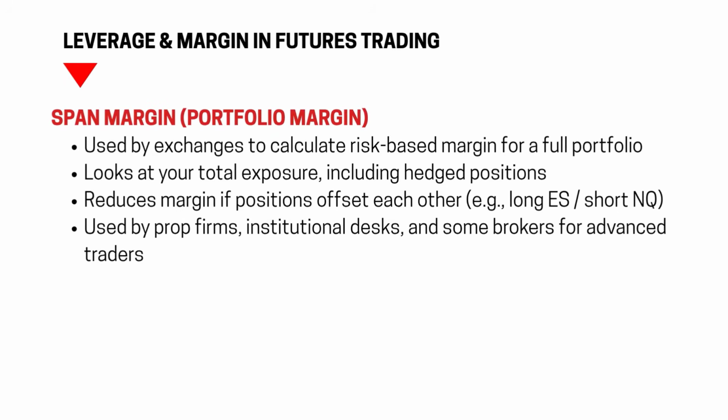Now the final margin type is called SPAN margin or portfolio margin. It's used by exchanges to calculate risk-based margin for a full portfolio. So it's going to take a look at your total exposure including hedged positions, and reduces margin if positions offset each other. For example, you might be long S&P 500, short the NASDAQ 100. It may be more prevalent to the bigger players, the prop firms, the institutional desks, and some brokers for advanced traders.